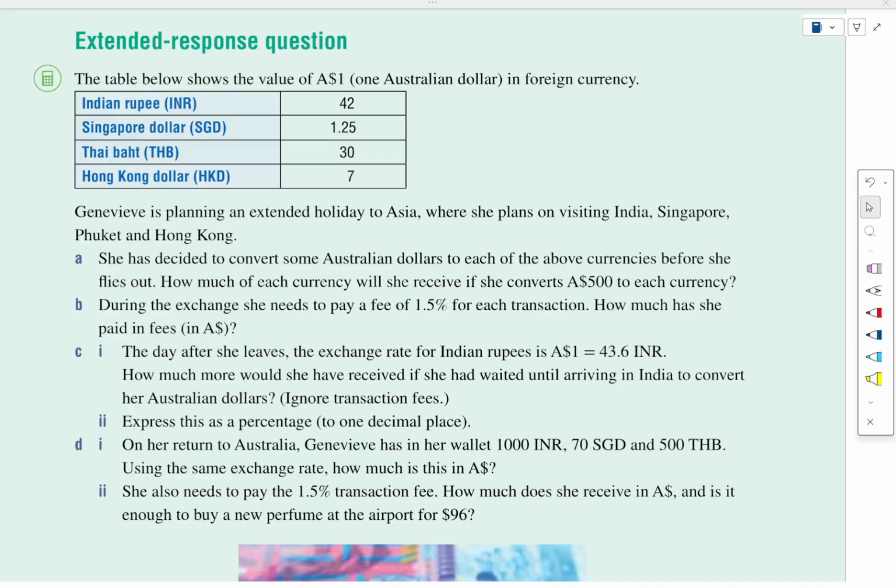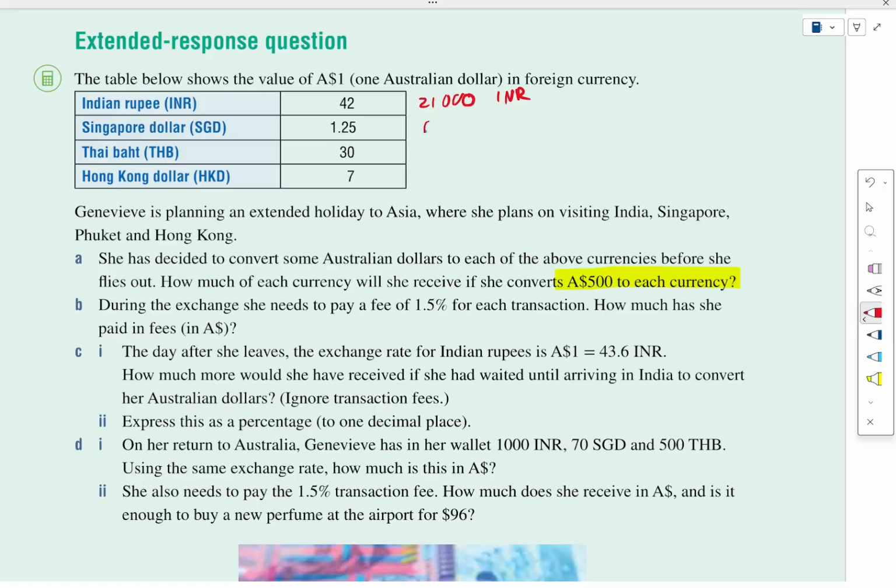What did you get for Indian rupee? 21,000. Okay. Let's write that down. Is it 40,125? Wait, not quite. So what they're asking is if she converts 500 to each currency. So you're finding out what is $500 worth in each currency. So you just times each of these by 500. Oh, I thought I was everything. Yeah, the terminology is a bit different, but yes, just times each of these by 500 to get how much it is worth.